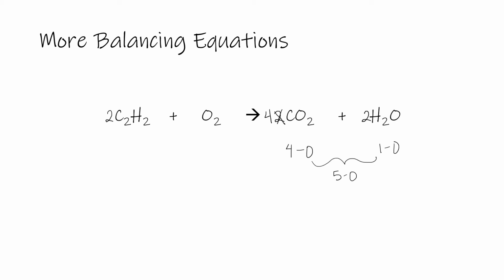Now the carbons and hydrogens are still balanced. We just doubled all of them. We have 4 carbons on both sides. We now have 4 hydrogens on both sides. So now let's look back at our oxygen. For carbon dioxide, we now have 8 oxygen. For water, we now have 2. That gives us a total of 10 oxygen on the product side. And so we can put a coefficient of 5 in front of oxygen on the reactant side, and that will balance the oxygens.